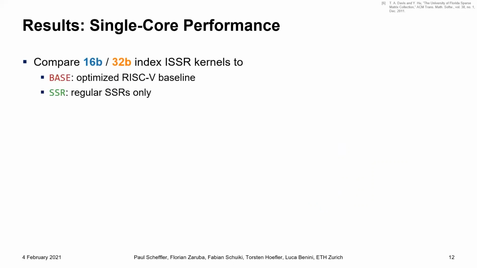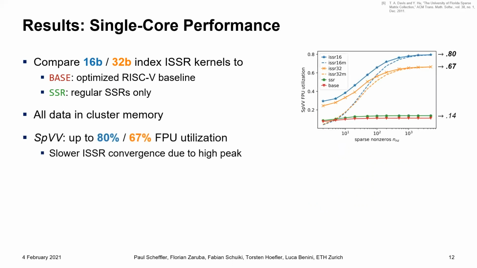First, we evaluated the ISSR in its single-core performance. So we compare our 16-bit and 32-bit index ISSR kernels to an optimized RISC-V baseline and a kernel using SSRs only. We assume here that all data is in the cluster memory at the beginning. So here we have our results, where we increased the number of sparse non-zeros in a sparse-dense dot product that we did and tracked the FPU utilization. And here we see the 16-bit and 32-bit kernels, as well as the SSR kernel and the base kernel.